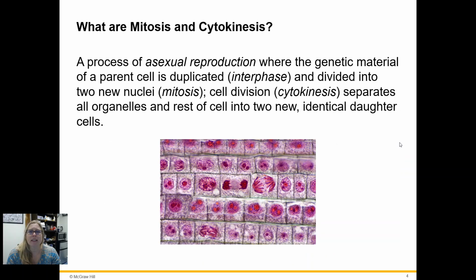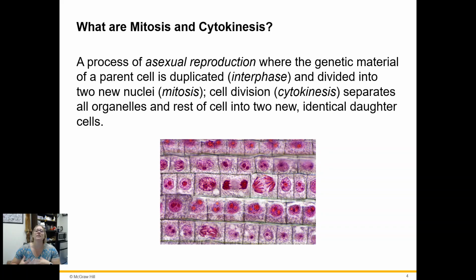So, let's look at mitosis and cytokinesis. So mitosis is the process of asexual reproduction where cells are splitting in two, okay? Cells are making copies of their DNA and are making two cells. We're dividing into two nuclei, which is actually mitosis. Mitosis is concerned about the division of the nuclear contents. And then cytokinesis, cyto meaning cell and kinesis meaning to move. So cytokinesis is cell division, breaking into two parts.